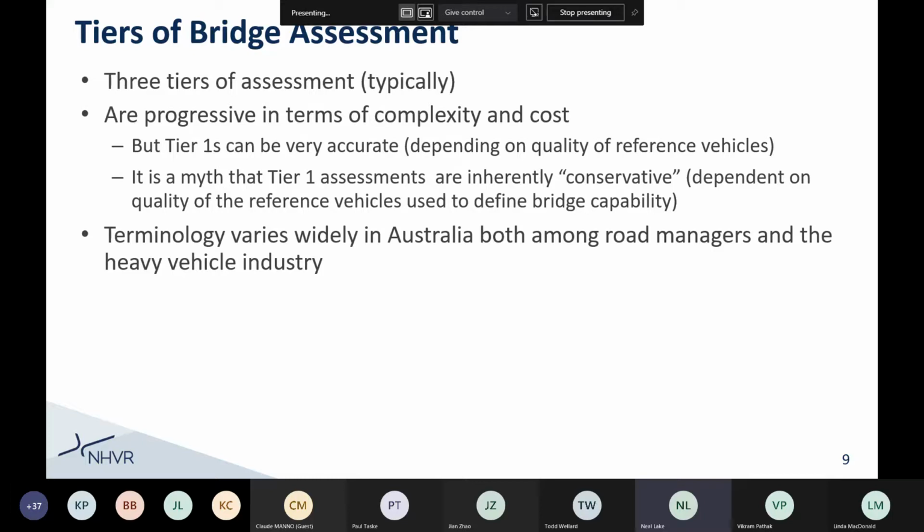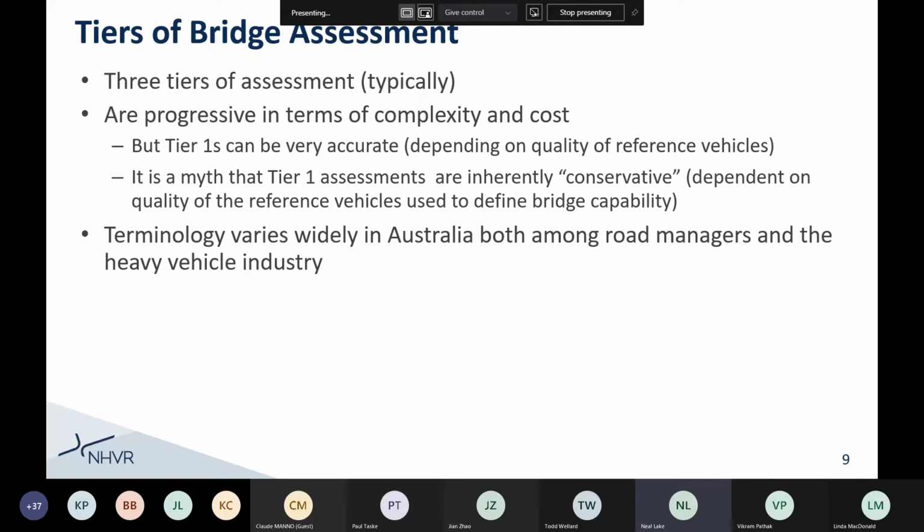But it's important to understand that the tiers of assessment are not necessarily things that you would conduct one after the other. It's quite common for that to occur, but generally the tier of assessment that you select depends on the context and what you're actually trying to achieve. So we'll go through a bit of that.